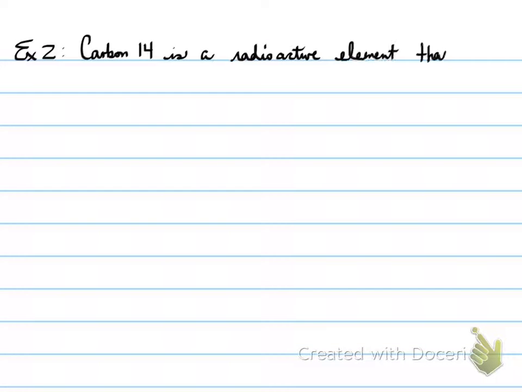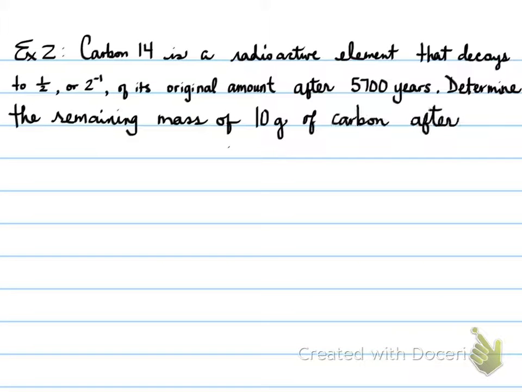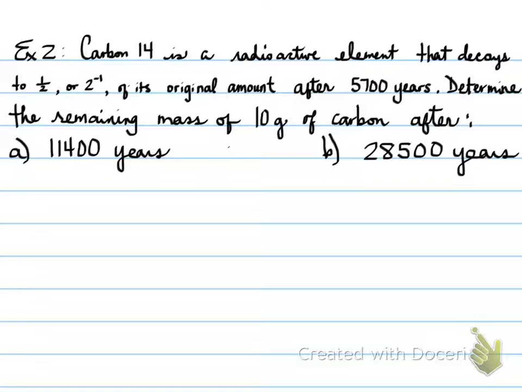Moving forwards, we're going to look at example number 2. You all know that we're going to focus on a word problem, so there has to be some sort of word problem that applies to exponents. So here it is. Carbon-14 is a radioactive element that decays to 1/2, or 2 to the -1, of its original amount after 5,700 years. Determine the remaining mass of 10 grams of carbon after A) 11,400 years and B) 28,500 years.